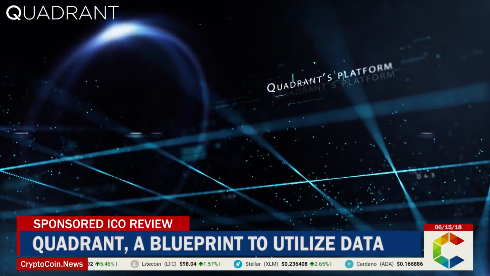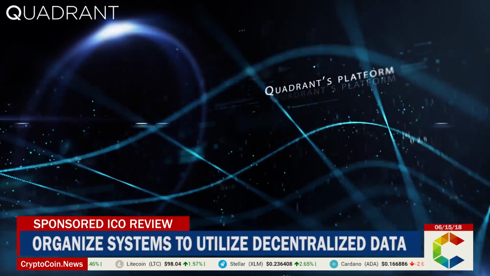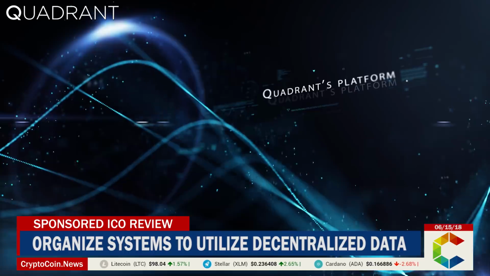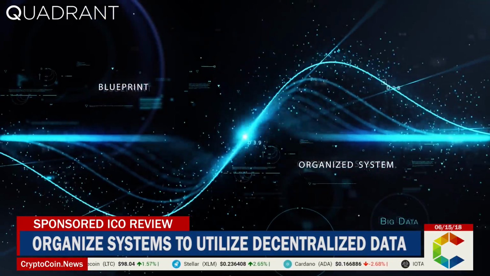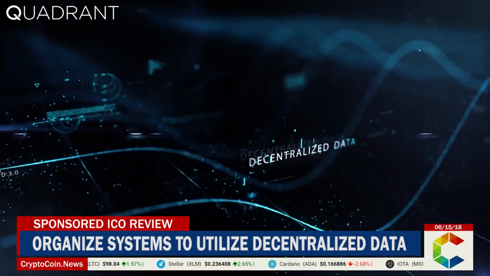So the goal really of Quadrant throughout their whole platform is to develop a sort of blueprint that provides for an organized system to use this decentralized data. Quadrant maps disparate data sources so that new and innovative data products can potentially be created to help companies meet their data needs. This might be particularly helpful for smaller companies, for example, that don't have the resources to authenticate all the data that they need to use.